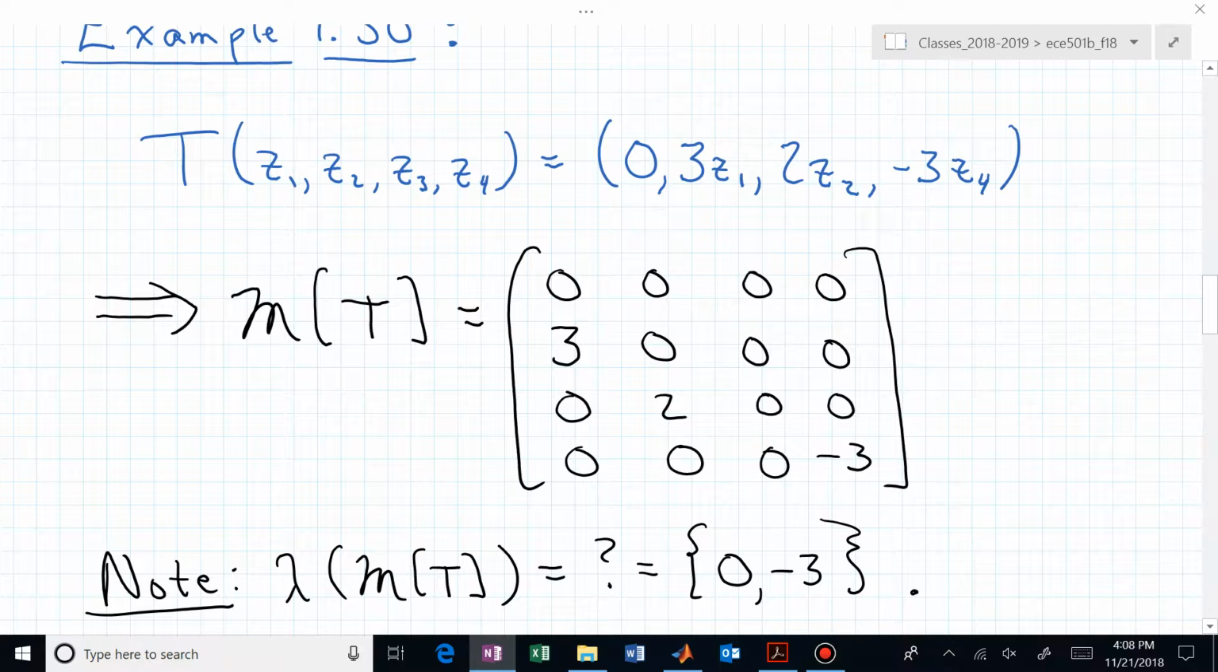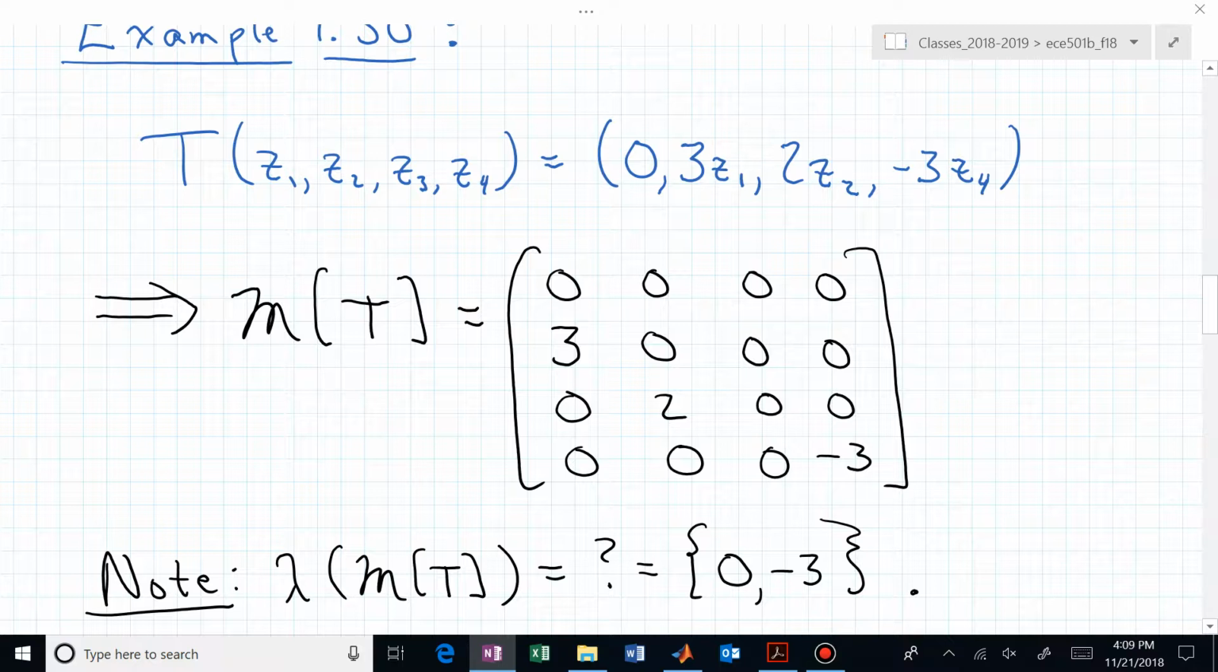z sub 4. The matrix representation then of that linear map, you can see that the top row of the matrix representation, since the first component of the output vector has to be 0, that whole row is 0. The second row of this matrix representation of T simply needs to pull off the first component of the input vector and scale it by 3. We can do that by this second row in our matrix representation of T.